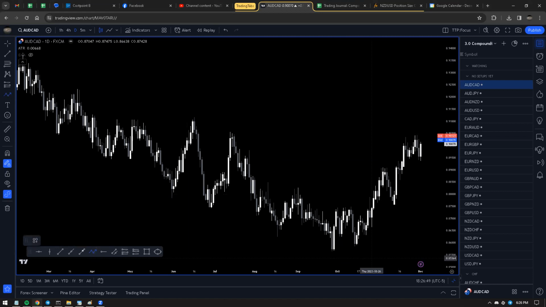If you're in an uptrend, then you're going to want to be taking buys. If you're in a downtrend, you want to be taking sells. If there is no trend, then you probably want to stay out of it unless you're going to look for support and resistance. So let's move on to that.